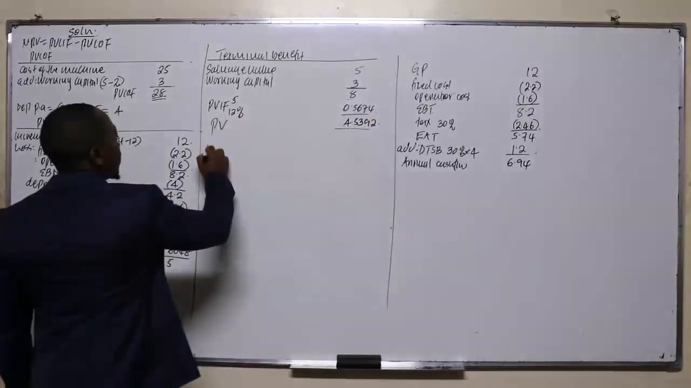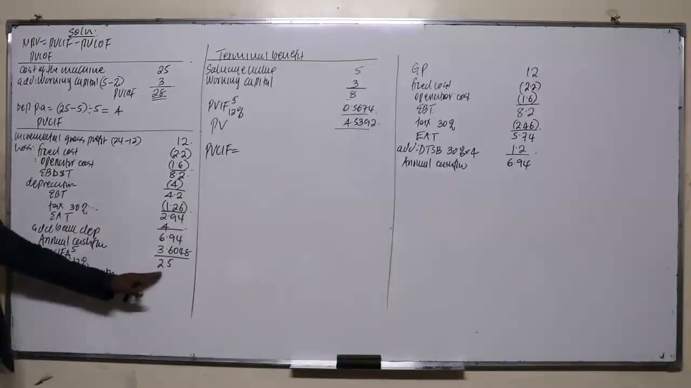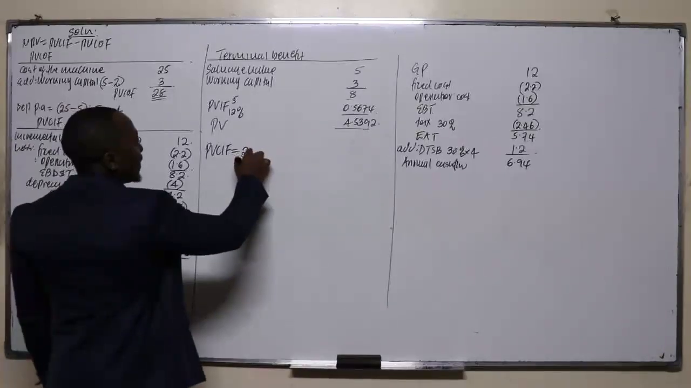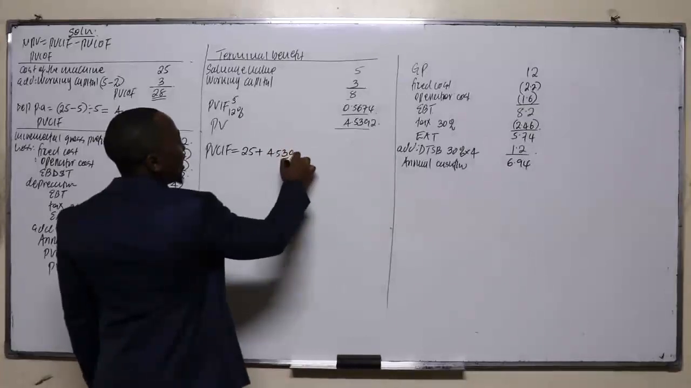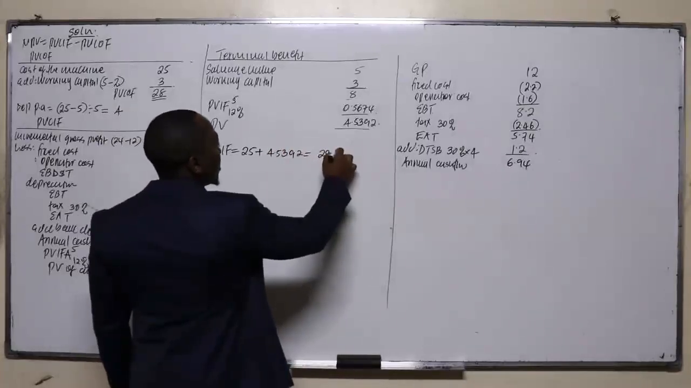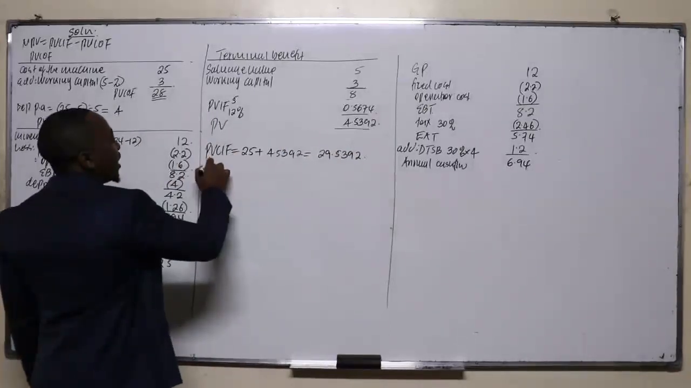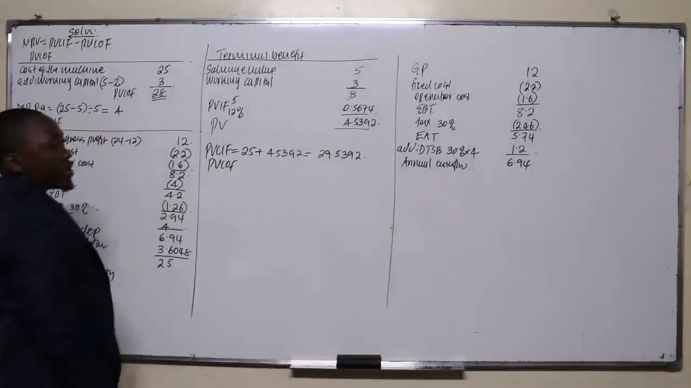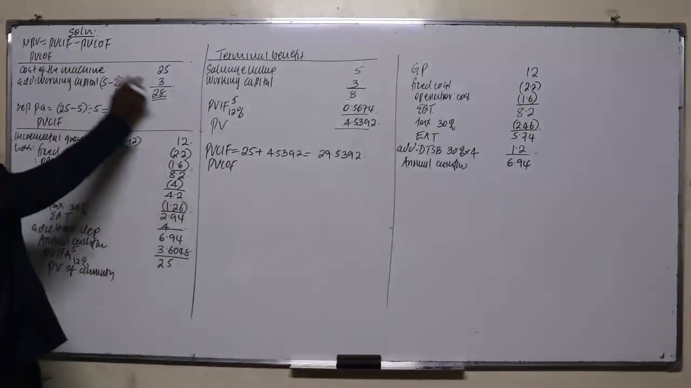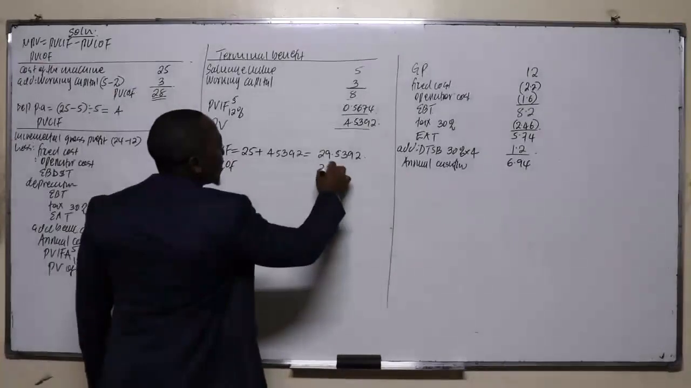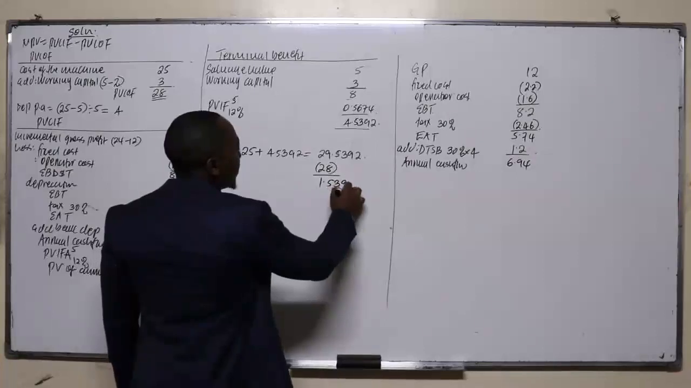So therefore, to get the present value of cash inflow, we had this, the present value of an annuity, which is 25. Then we have the present value of the terminal benefit, 4.5392, and you'll get 29.5392. So to get NPV, it's the present value of cash inflow, you raise the present value of cash outflow. How much is the present value of cash outflow? It's here. This is what you compare the present value of cash outflow, which is an amount of 28. And the net present value will be 1.539.